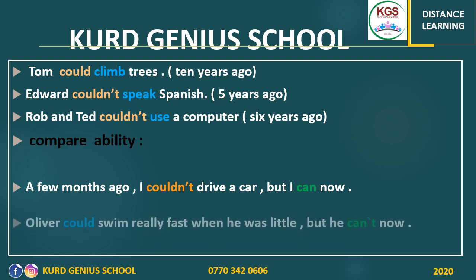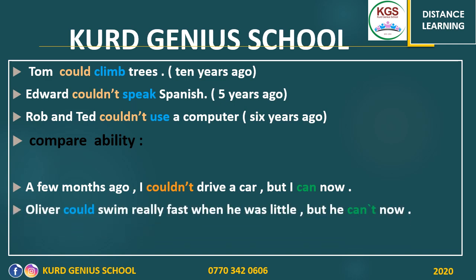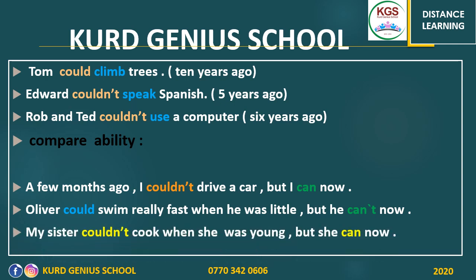Another one. Oliver could swim really fast when he was little. But now he can't. So in the past when he was little, he didn't have any problem with swimming. But now maybe because his body changed, he can't now. Another one we have: my sister couldn't cook when she was young, but now she can. It means in the past she couldn't even cook, but now her food is really delicious.